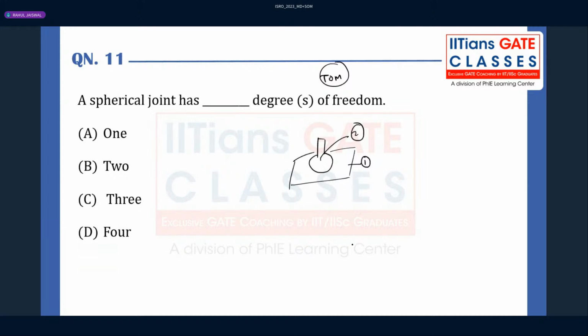So now tell me, degrees of freedom means how many motions are possible for this particular joystick. If I consider this to be y, this to be x, and this to be z, you know that this joystick can rotate about the x-axis. Joystick, by means of which we play the games. So here it can rotate about the x direction, the y direction, and the z direction. Three rotational motions are possible.